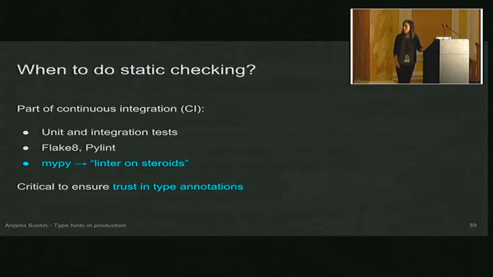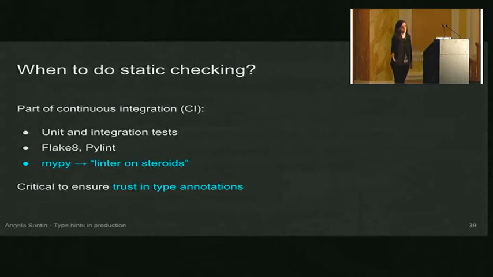So, how do we actually incorporate it into production? We're using these type checks as a way of documenting and making sure our code is correct and we can understand it. So we want to make sure that we can trust them properly. That's why we've decided to incorporate it as part of our continuous integration.